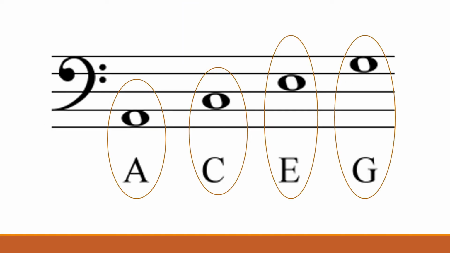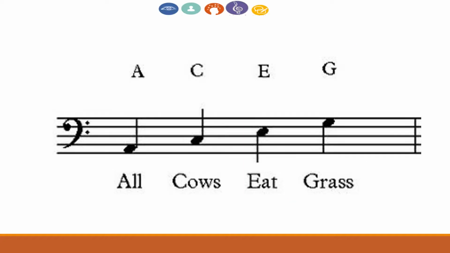For spaces, A for the first space, second space is C, third space is E, and for the last space is G. To easily remember the letter names of the spaces of the bass clef or F clef staff, remember this phrase: All cows eat grass.